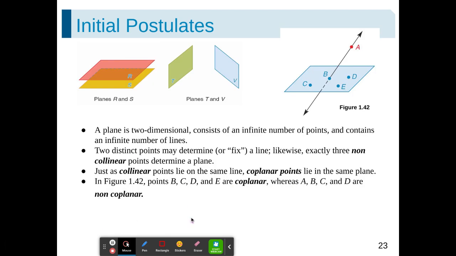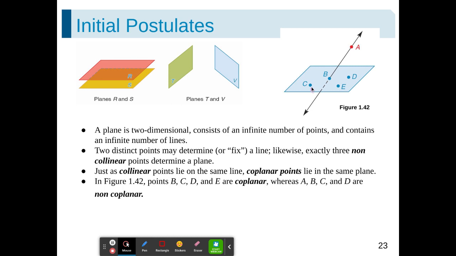And we just got a couple more things. We can talk about the idea of noncollinear. So two distinct points may determine a line. Likewise, three noncollinear points determine a plane.